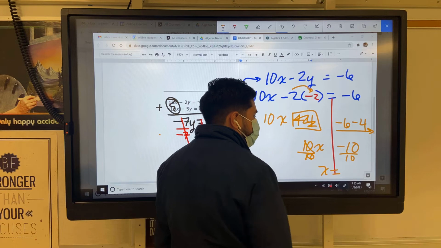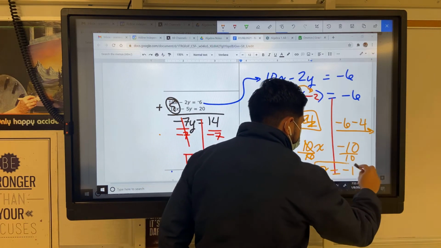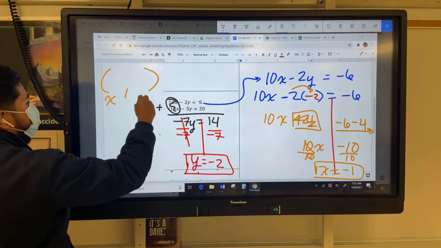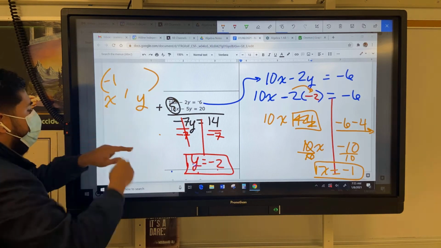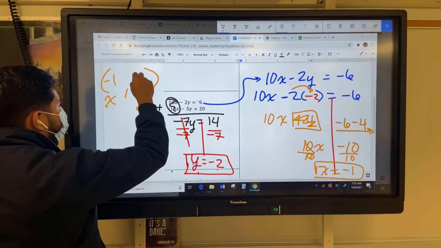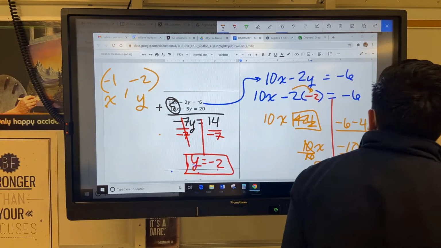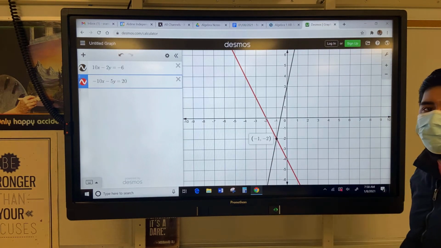x equals negative 10 divided by 10, which is negative 1. What's my answer? Who is my x? Who is my y? X is negative 1. Y is negative 2. Boom, let's check if we're right. Negative 1, negative 2. I think we're right. Boom, we're good to go.